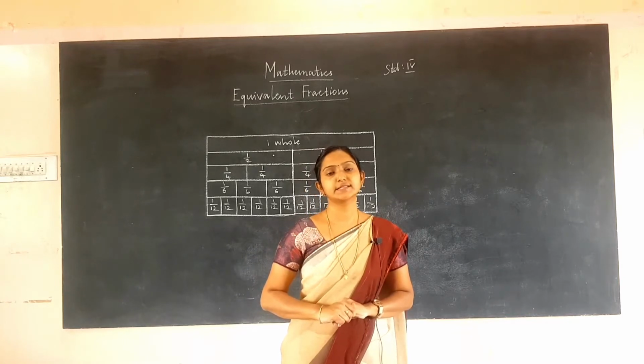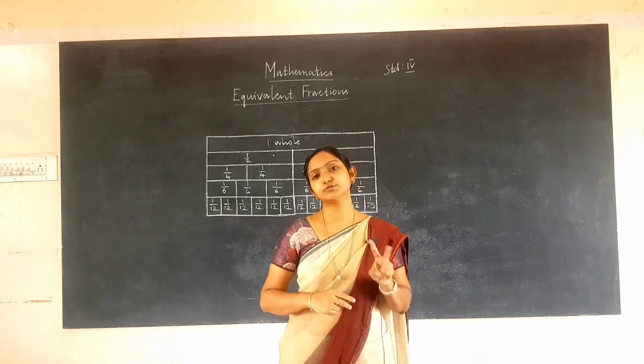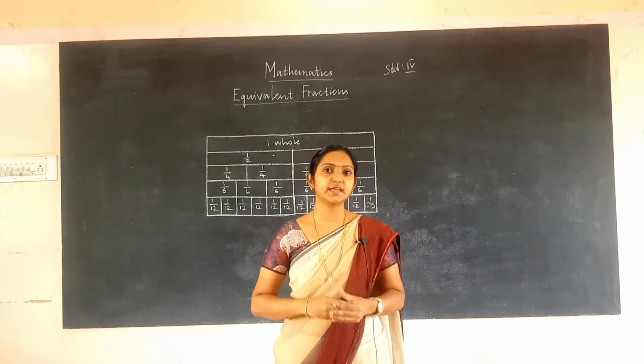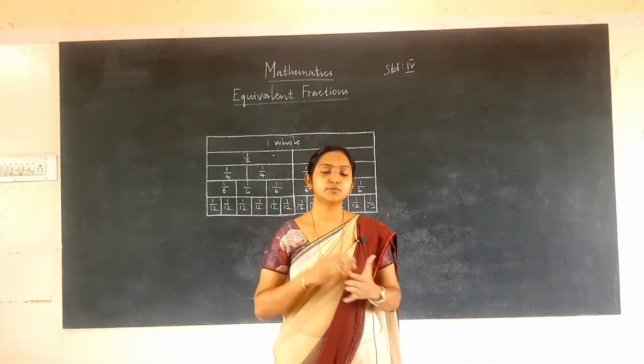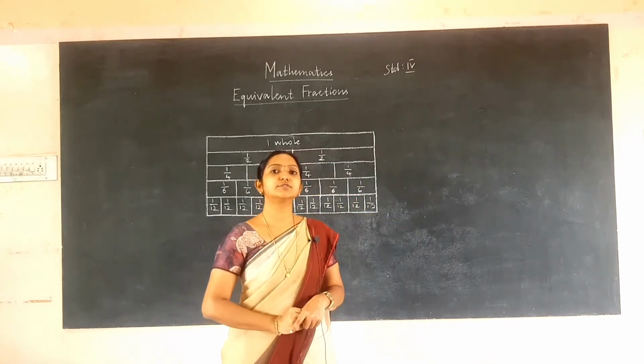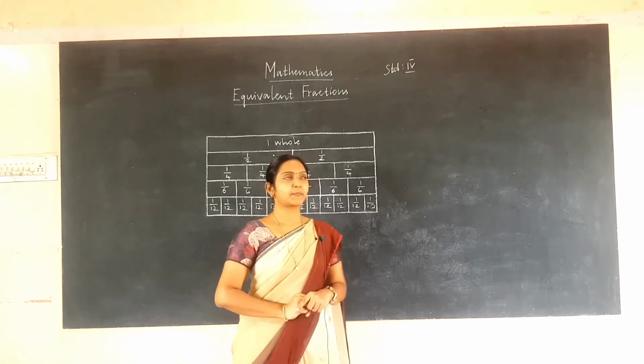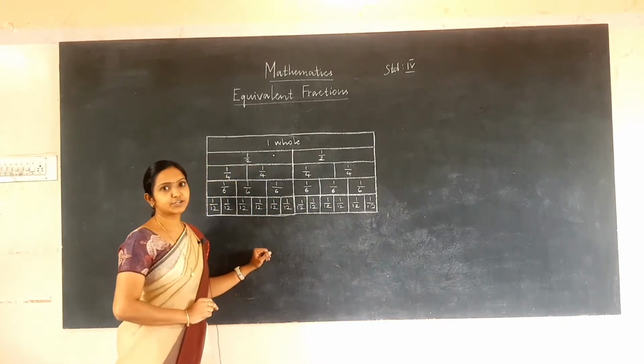Sometimes they are placing one brick, sometimes they are breaking one brick into two parts, and sometimes they are breaking one brick into four equal parts and then building. By looking at this, Ramya's brother remembers the fraction wall. This is called a fraction wall.